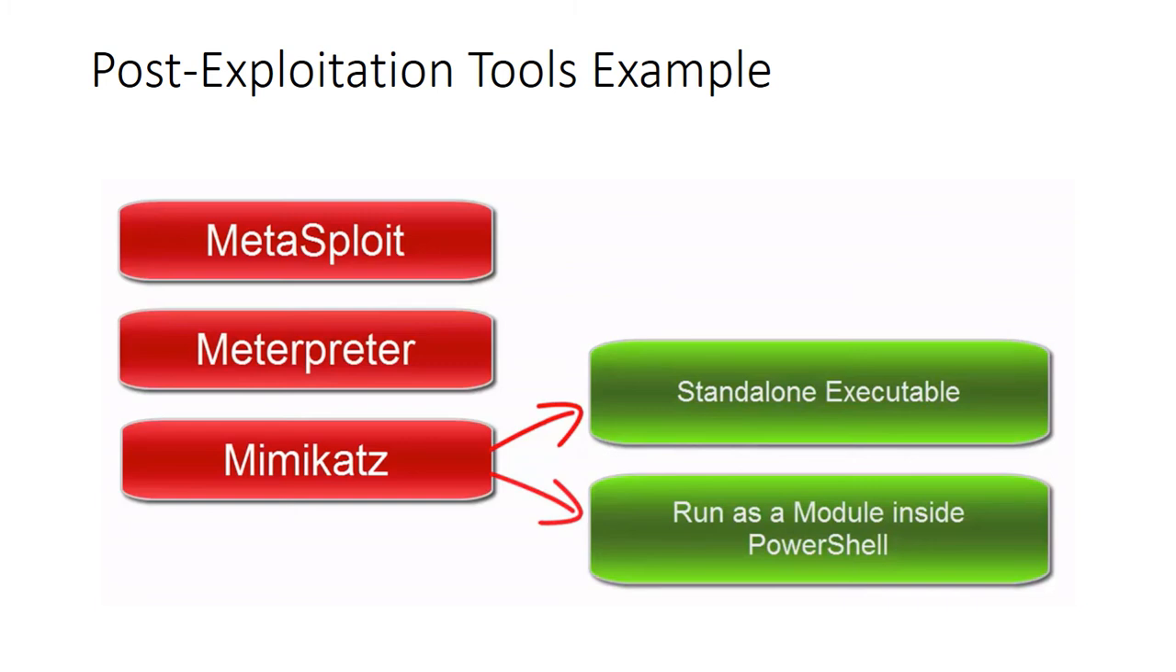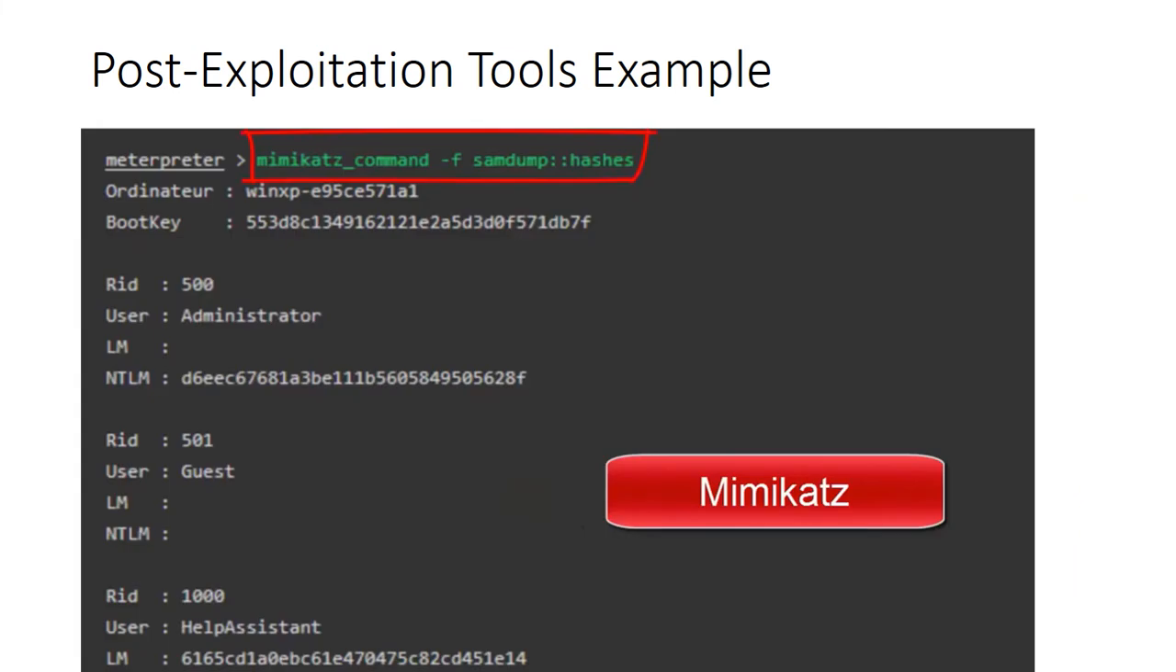Mimikatz gathers credential data from Windows systems such as plain text password files, hashes, PIN codes, and Kerberos tickets from memory. Mimikatz can be run as a standalone executable or run as a module inside PowerShell. In the second screen capture, you can see an example showing a Mimikatz command from Metasploit and meterpreter being used to extract password hashes from the compromised host.